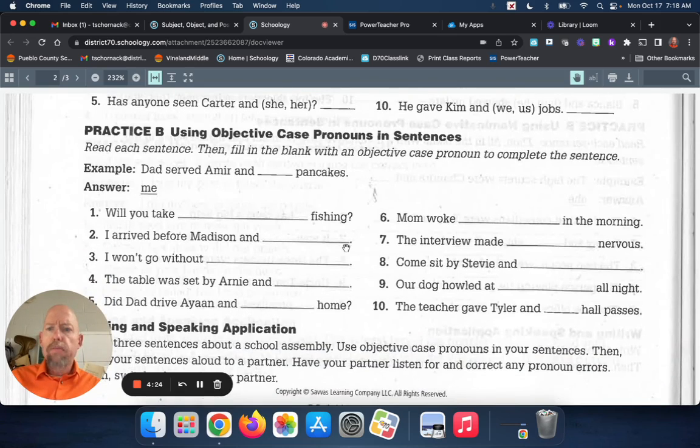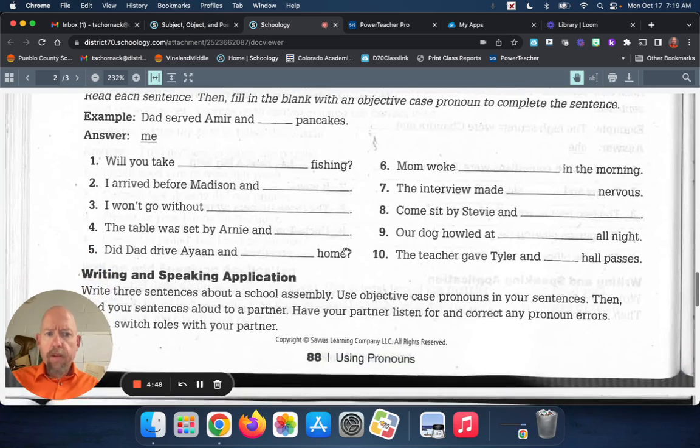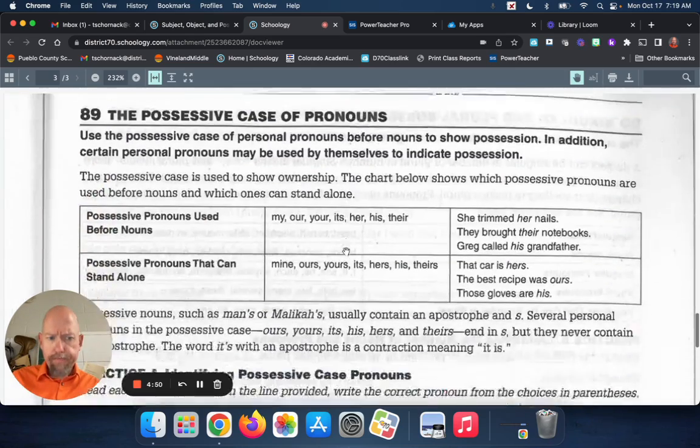And then fill in the blank with the best objective pronoun, which would be words like him, her, them. Like for number 1, there could be a multitude of them. Will you take me fishing? Will you take him fishing? Will you take her fishing? Will you take them fishing? Will you take us fishing? There's a lot of different words that I'll tell my aides we can use. Do 1 through 5 on this.